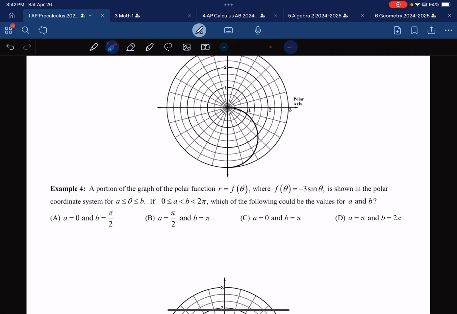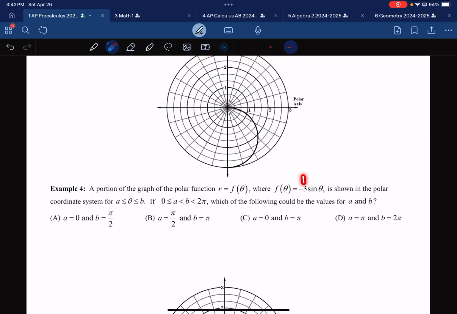All right. Example number 4. This one is super tricky. We're not trying to figure out an equation anymore. We're restricting the domain. So here's how it phrases the question. Hey, we know the function. The function is negative 3 sine of theta. And that negative is going to really be tricky.